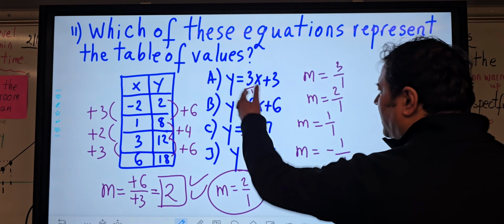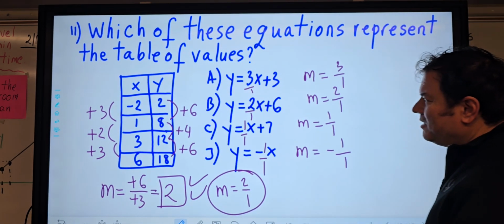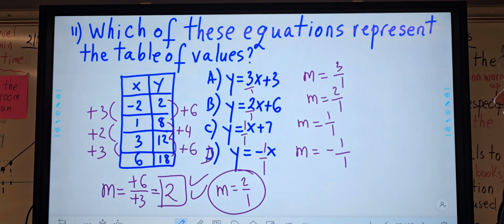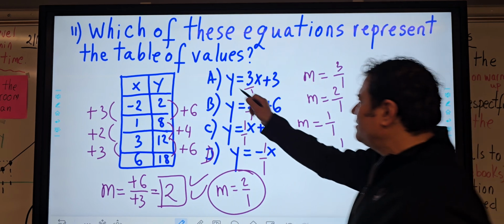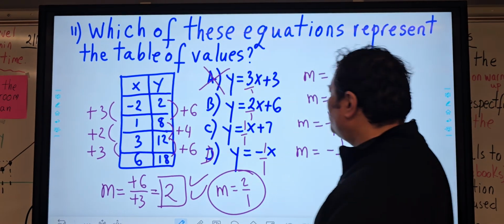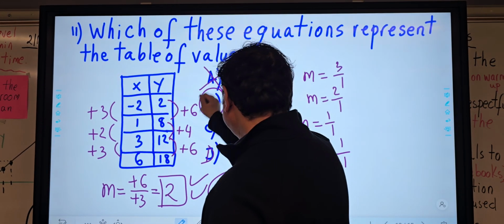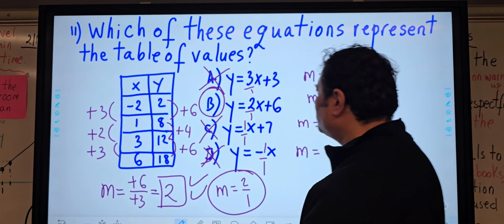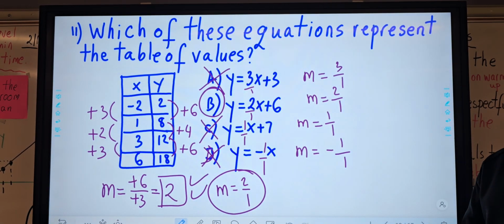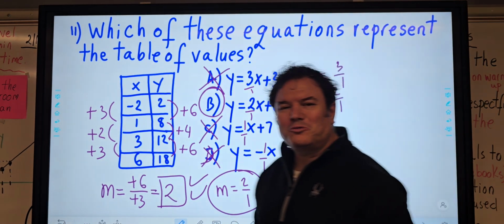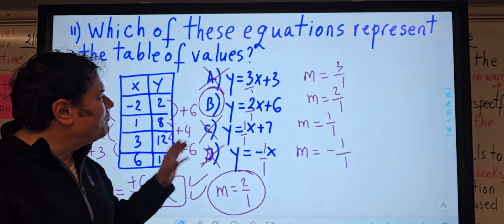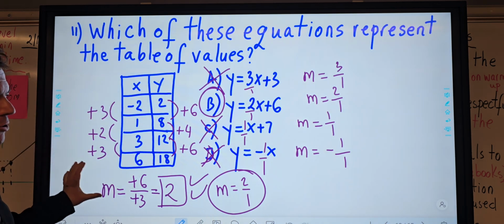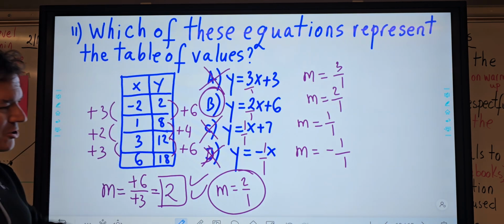Okay, which one of these, A, B, C, or D, has 2 over 1 as a slope? A does not, because it has 3 over 1, and B indeed has 2 over 1. C does not work, and D does not work, so the final answer is B. Okay, I think this is the easiest way for me, and probably for you, to do the same thing. Find a pattern, get our rate, our slope, and then match one of the answers.